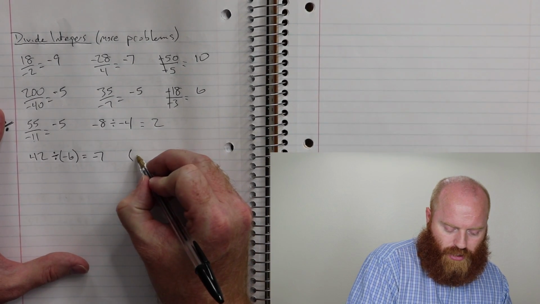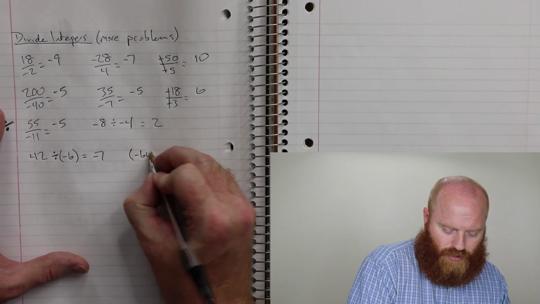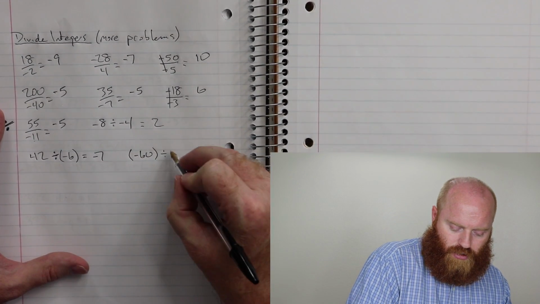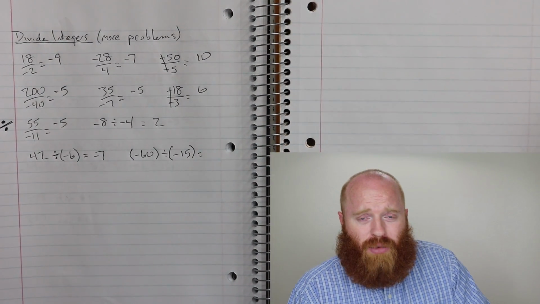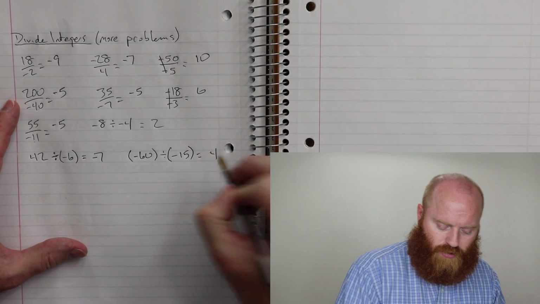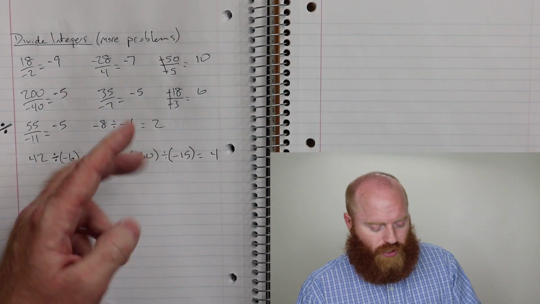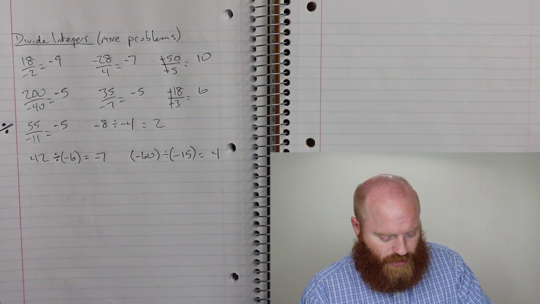Let's say negative 60 divided by negative 15. Well, 60 divided by 15 is 4. And negative by negative is a positive. They're going to cancel. The answer is positive 4.